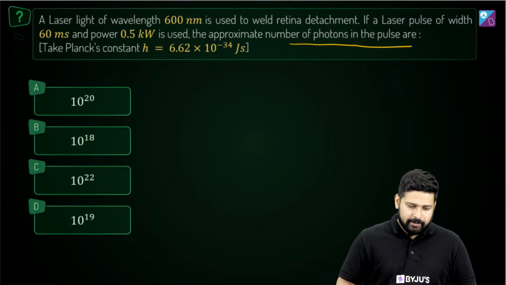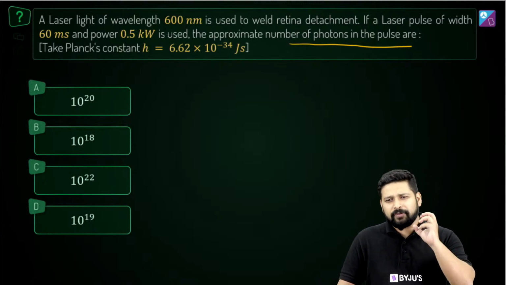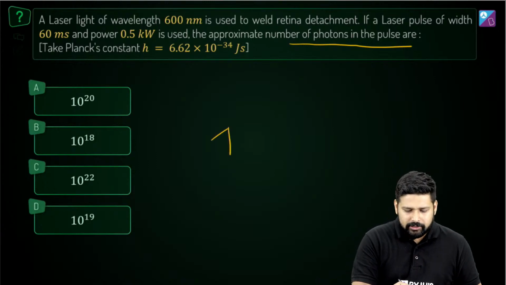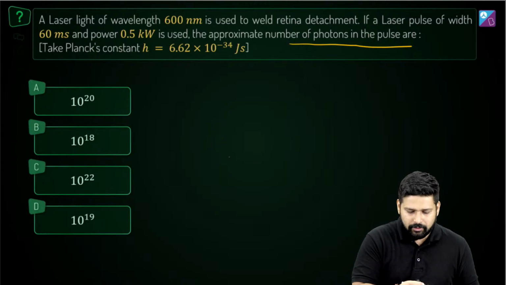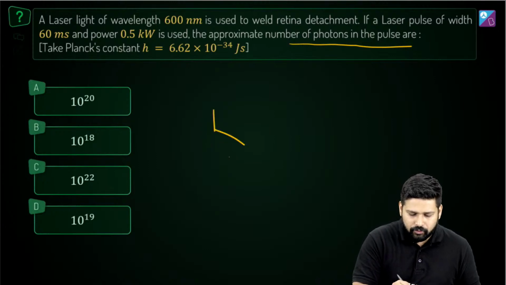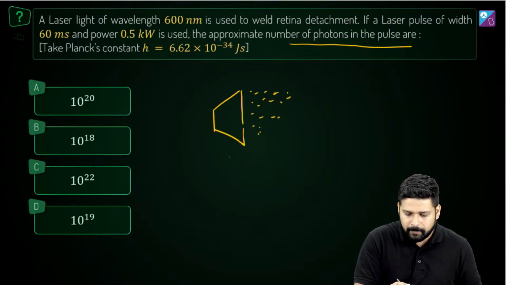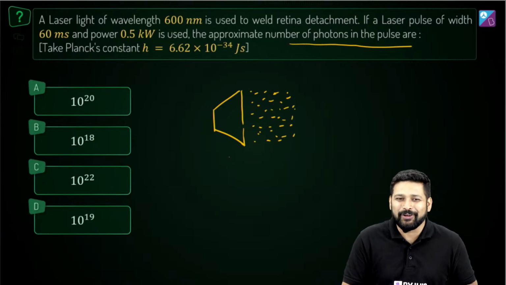Do it. There is a source of light. Assume there is some source which is giving you light. Some source from where light was coming, okay? There is some kind of a source. Photons are coming out from here. Many photons are coming out. We need to count this number of photons.